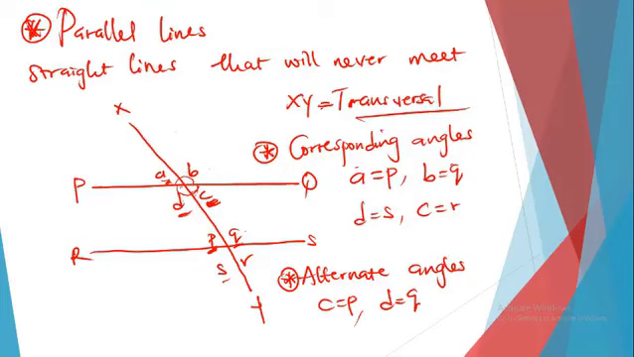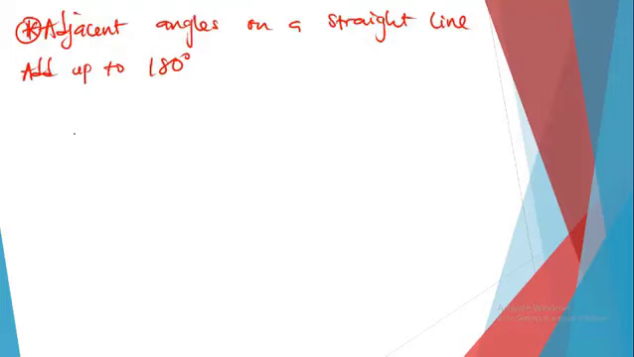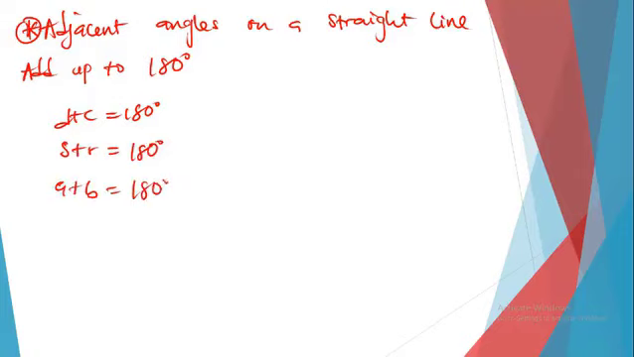Angle A and B give 180. Is that correct? So A plus B is 180. Also B plus Q is 180. S plus R is also 180. So they are called adjacent angles on a straight line. D plus C is equal to 180 degrees. S plus R is equal to 180 degrees. A plus B is equal to 180 degrees, and P plus Q is equal to 180 degrees.